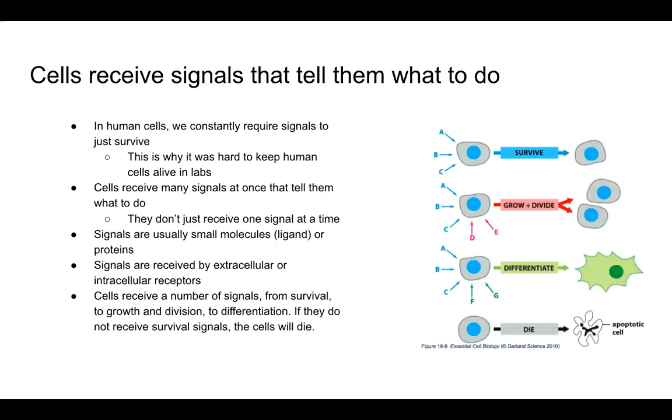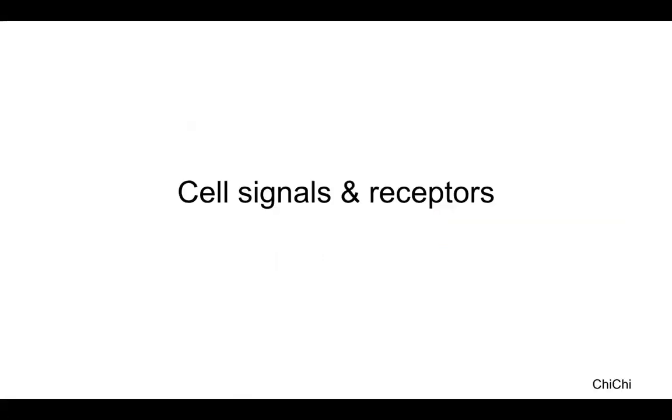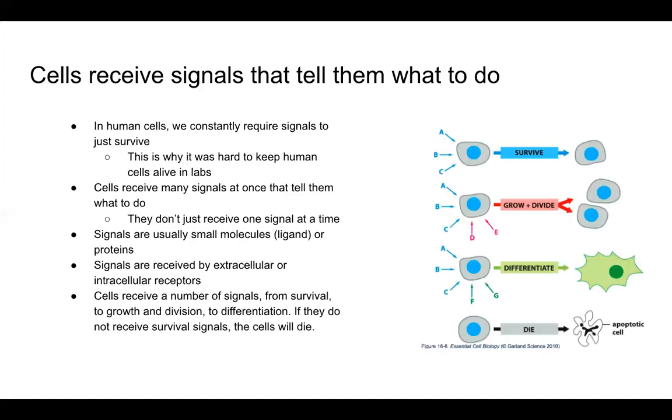Okay, so the first topic we're going to start with is cell signals and their receptors. We're going to do a deep dive into those. In human cells, we obviously need a lot of signals to survive. That's why it's really hard to keep them alive in the labs. Cells receive a lot of signals at once, which tell them what to do. They don't just receive one at a time, but multiples. I guess like the signal transduction: they get a lot of signals and then spread it out and tell the cell what to do.